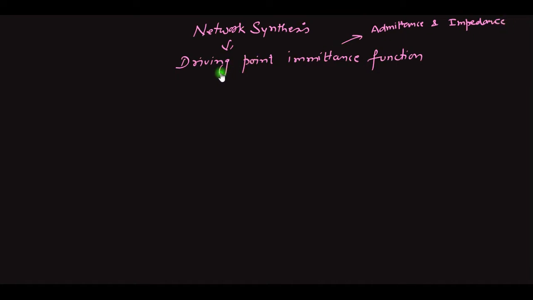That is, we will be provided with the driving point impedance and admittance functions, and we are required to make a circuit out of it. Making a circuit out of it means synthesizing the network. We are required to synthesize the network when the network function is given. Say the network function F of s is given and we are required to synthesize a network.